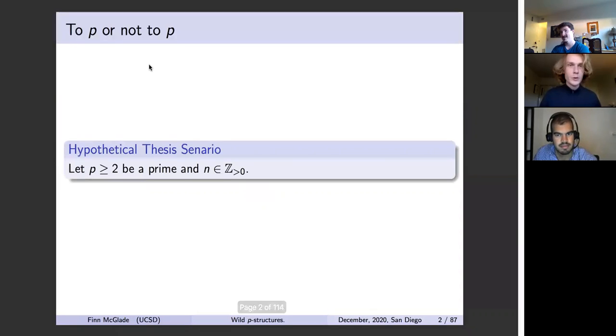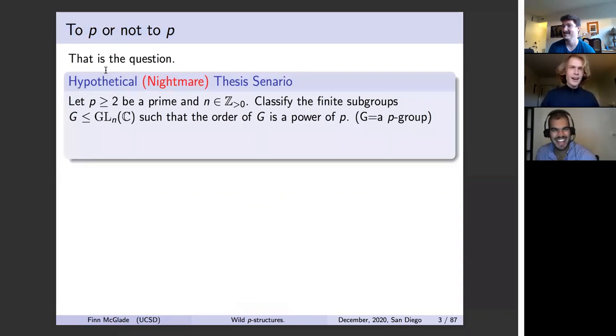Just to give some overview, I'd like you to consider a relatable question, which is the question of whether to P or not to P. So what do I mean by this? I'd like to illustrate it in the case of a thesis scenario.